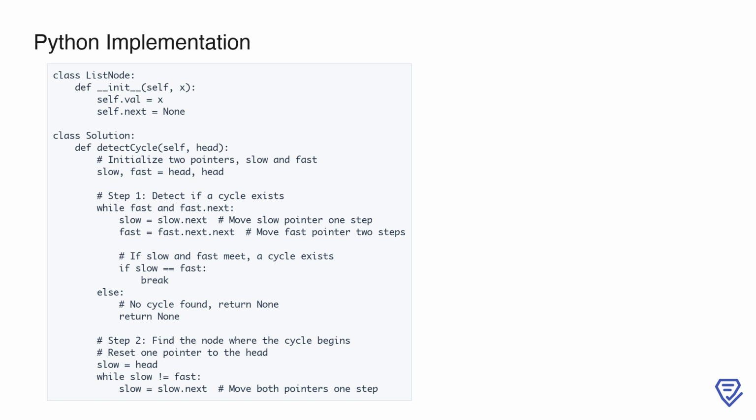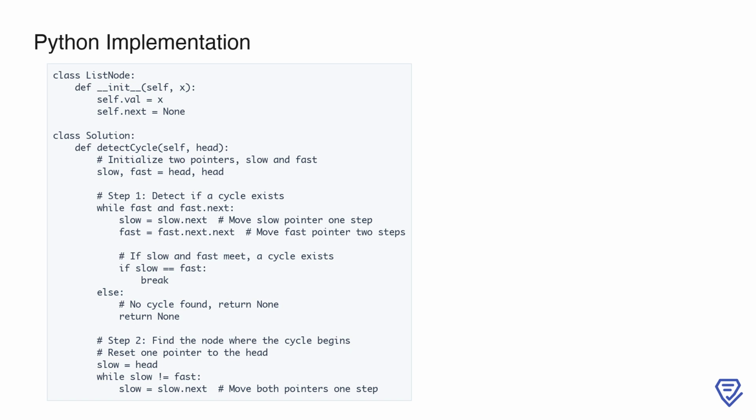This method begins by initializing two pointers, slow and fast, both starting at the head of the linked list. The first step is to determine if a cycle exists. To do this, we use a while loop that continues as long as the fast pointer and its next reference are not None. Inside the loop, the slow pointer moves one step at a time, while the fast pointer moves two steps. If there is a cycle, the slow and fast pointers will eventually meet at some point within the loop. However, if the loop exits without the pointers meeting, it means no cycle exists, and we return None.